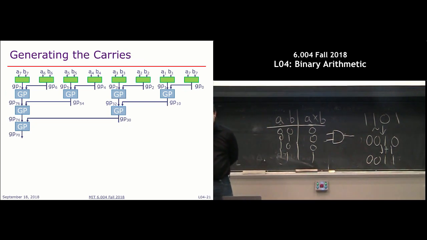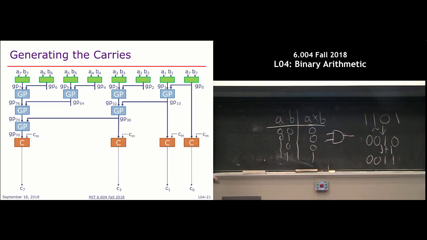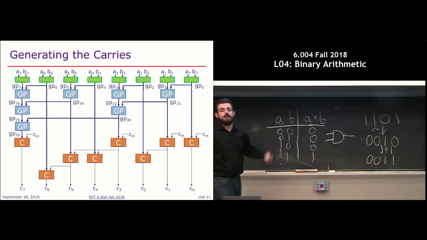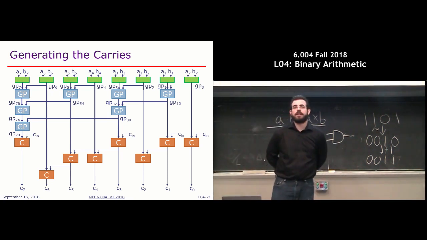OK, so it's pretty easy to see that once you have this tree, you can obviously produce the carry out for GP70. You can also produce the carry out for everything that finishes in 0 here. And then for all the other carries, you can take the carries that you already have and use them in the next stage with the generate and propagate signals from before. And so here is the full circuit that generates all the carries, again in logarithmic delay.